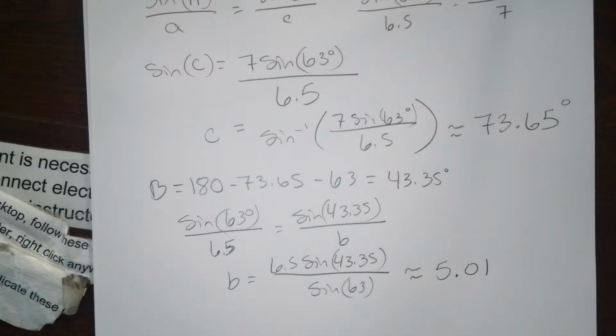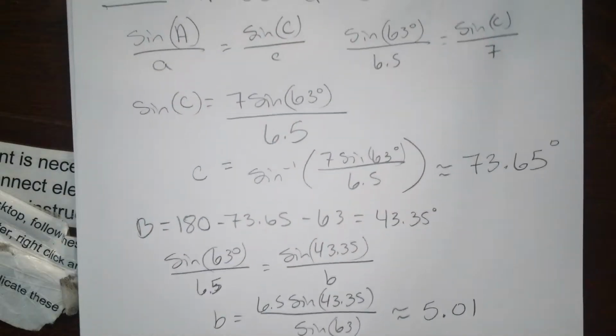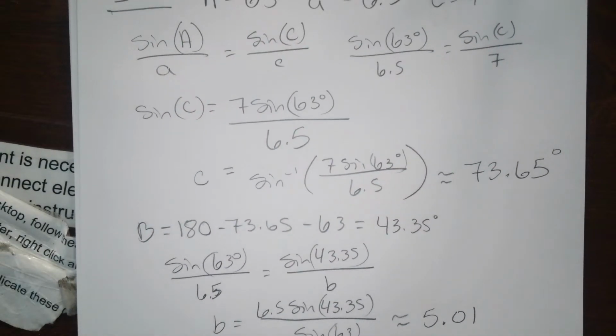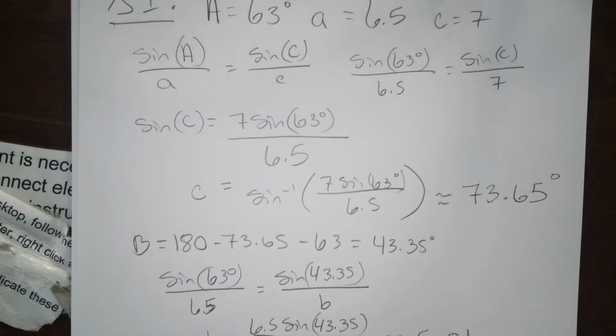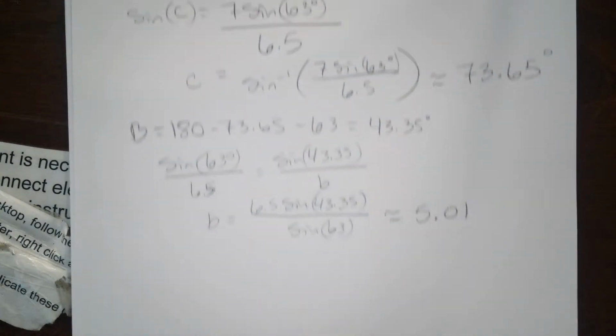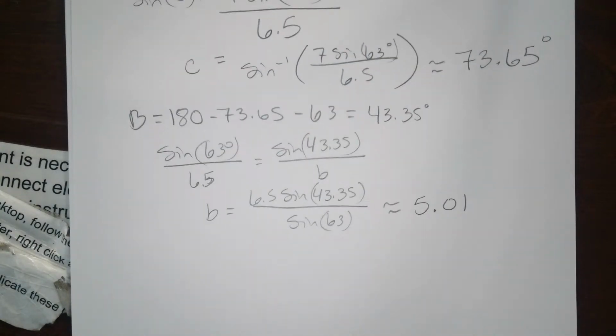Anybody confirm? 5.01. Okay, perfect. So let's check. Does that make sense? What's my biggest angle? Angle C. What's my biggest side? Side C. What's my smallest angle? B. And what's my smallest side? B. Okay, so this seems legit. We okay with that? All right, we found the first triangle.